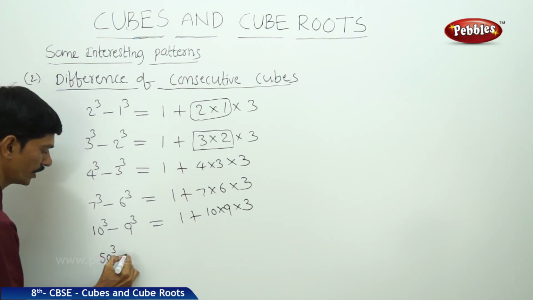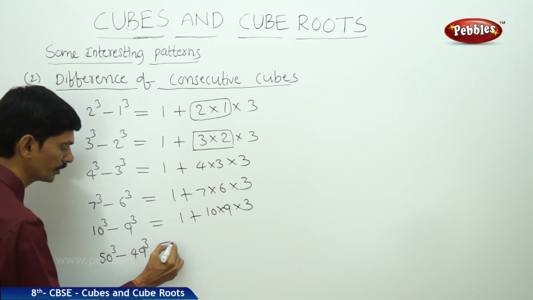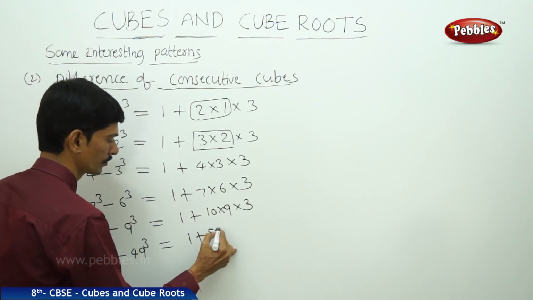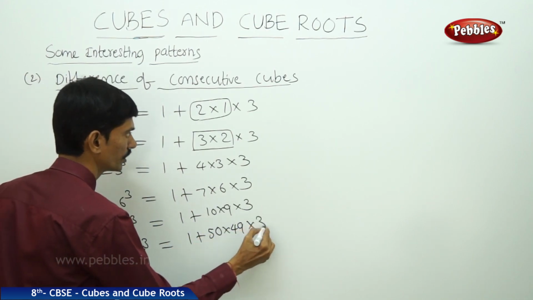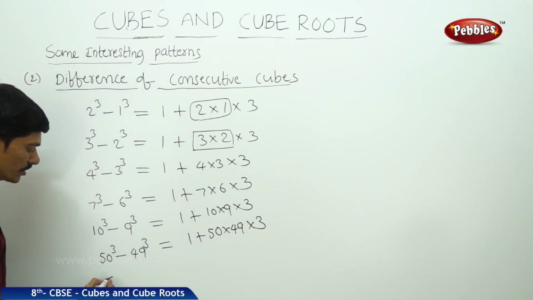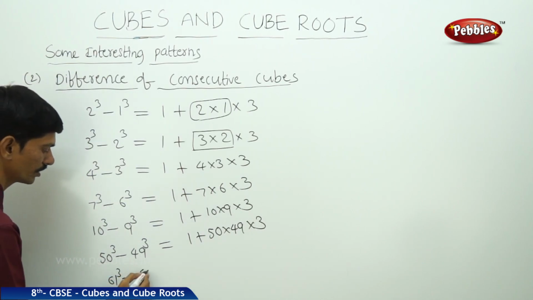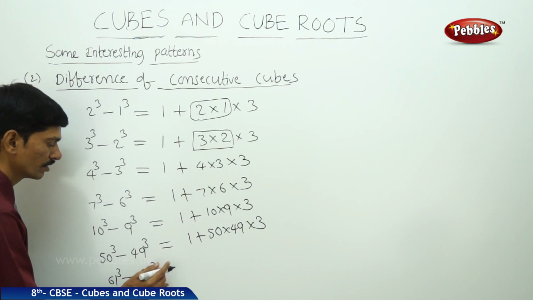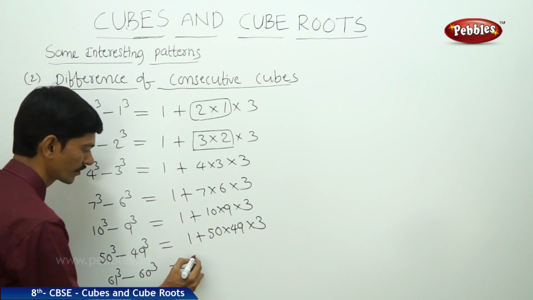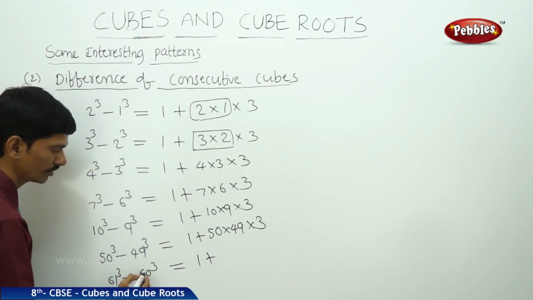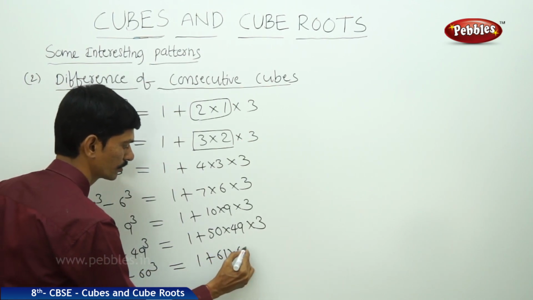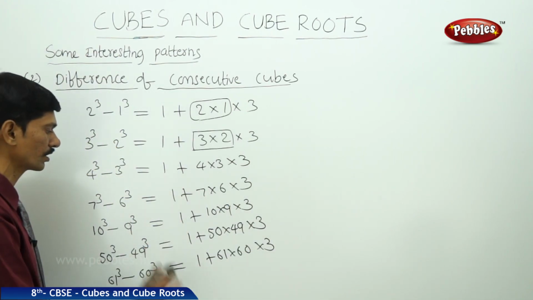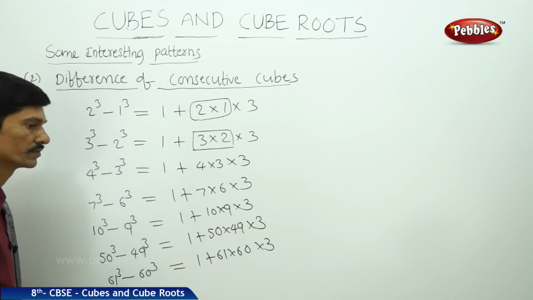Now 50 cube minus 49 cube. This can be written as 1 plus 50 into 49 into 3. Now we can write 61 cube minus 60 cube. Here 60 and 61 are consecutive natural numbers, and we can find it 1 plus 61 into 60 into 3. So using this pattern we can write the difference of any two consecutive cubes.